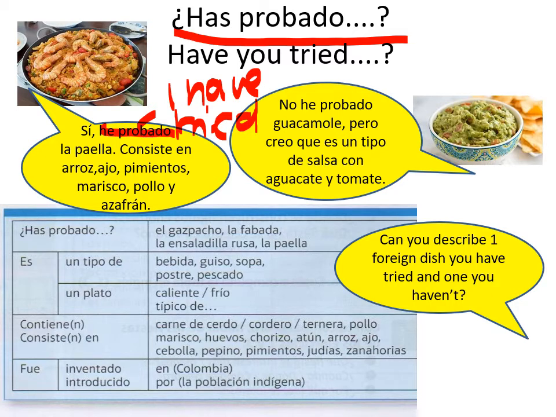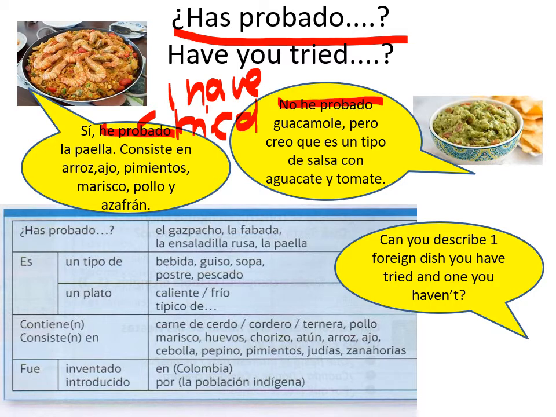So looking again at the next one about guacamole, we're using again that perfect tense. No he probado. So if he probado is I have tried, no he probado, I haven't tried. So I haven't tried guacamole, but creo que, I believe that it is un tipo, so a type of salsa, a type of sauce with aguacate, which is avocado, y tomate, and tomato.